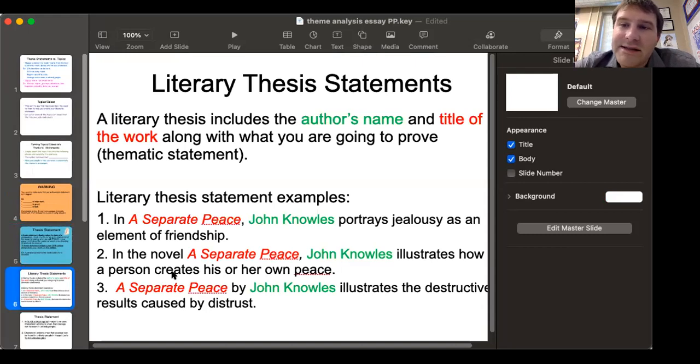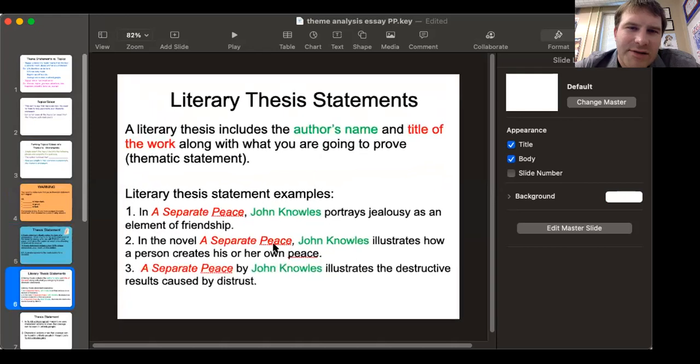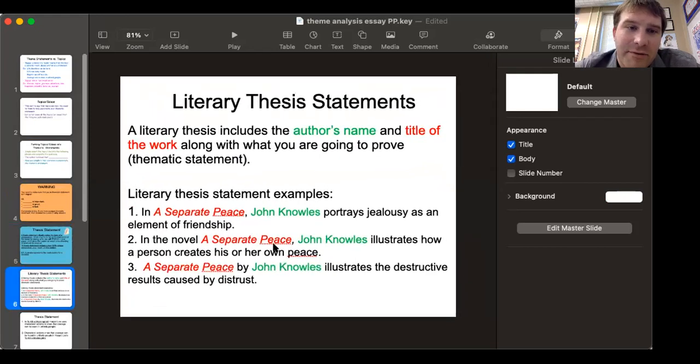Now, literary thesis statements are a little bit different. A literary thesis includes the author's name and the title of the work along with what you're going to prove. So I'm going to pop out here for a second. That means all of your thesis statements will look similar because you're all writing about the same work that we've studied. Your ideas will be different. The latter half, your thematic statements, will be different, but your beginning part will all contain the following information.